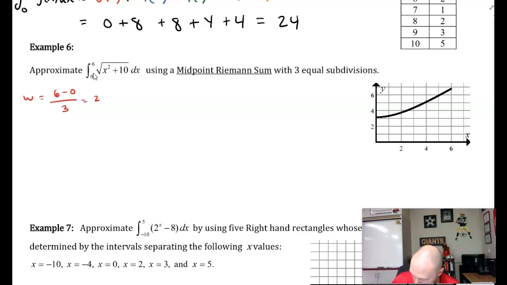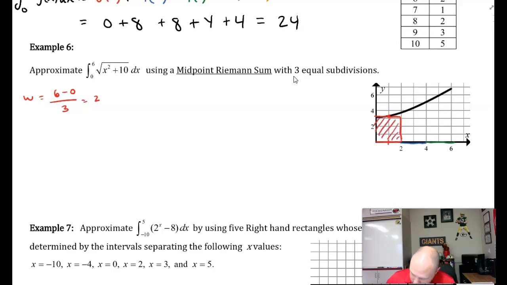My first rectangle will be from 0 to 2, the second from 2 to 4, and the third from 4 to 6. Now, it's a midpoint Riemann sum, so I'm going to be using the middle value. For my first interval, that's at 1. I want the height of the function at 1. There's my first rectangle.